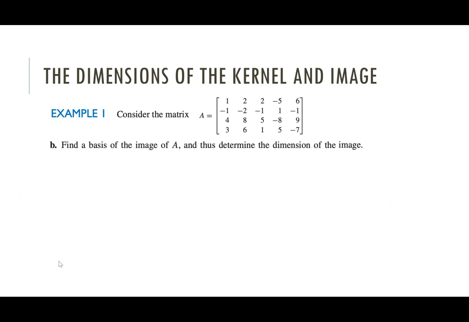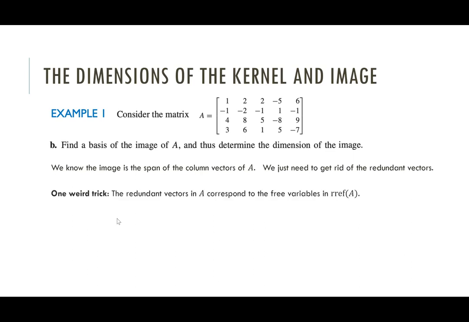Now let's talk about the image. How do we find a basis of the image of A? And then, once we've got a basis of the image, let's talk about the dimension of the image. Well, we know that the image is the span of the column vectors of A. So finding vectors that span is easy. All the column vectors together, that set spans the image. And we just need to get rid of the redundant columns in A.